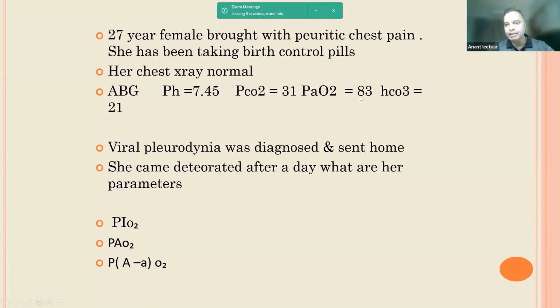And what is the arterial PaO2? It is 83. So the difference between these two PaO2s is 30. So AADO2 in this condition is 30. This is a significant VQ mismatch. This was the impending respiratory failure which was happening. If we would have calculated at that time, this lady would not have deteriorated.